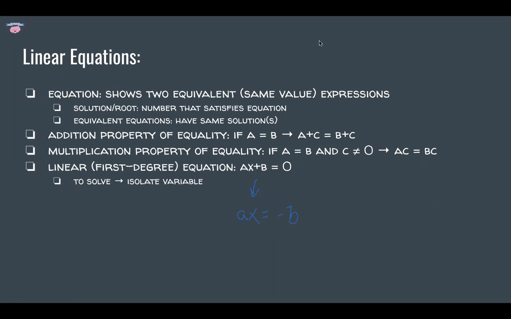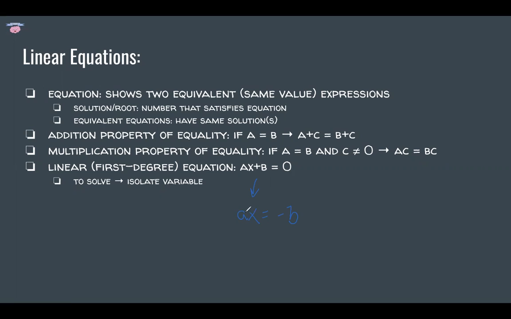So let's take a look at the more challenging one. To be honest, this is more like a review from Algebra 1, so it's not that challenging all by itself. So we have ax is equal to negative b. Now, how do we solve this? Well, first, to get this, we had to use the addition property of equality. We add negative b to both sides.